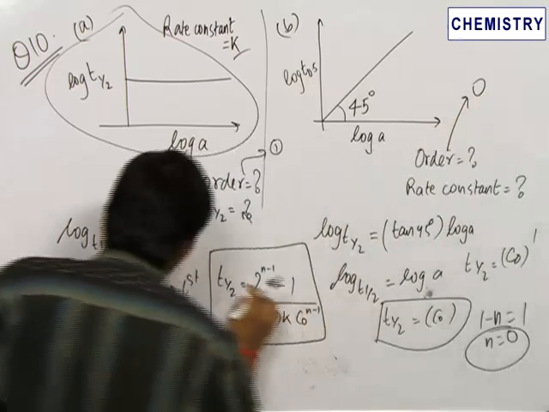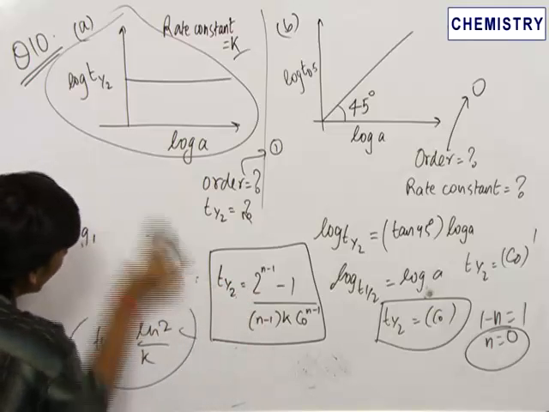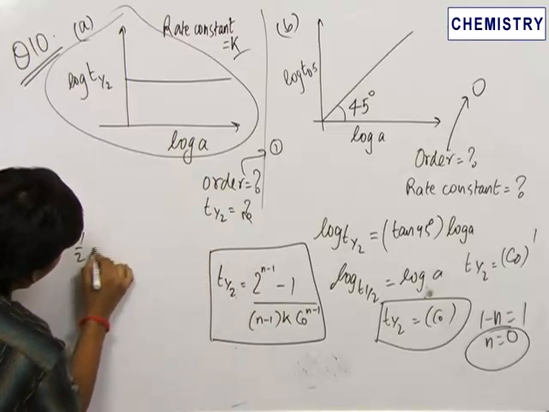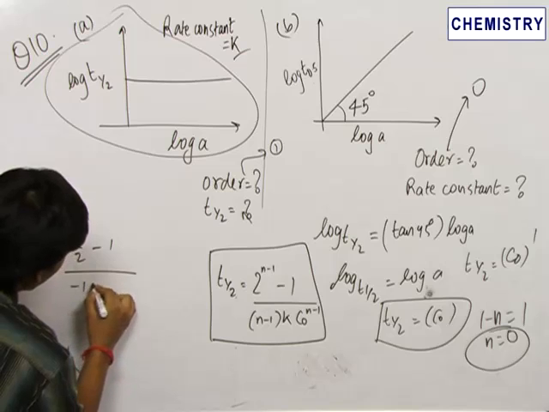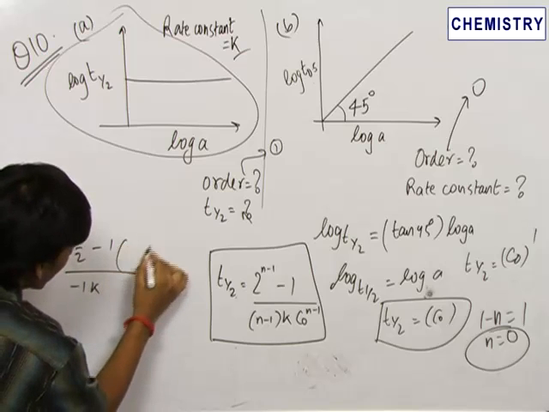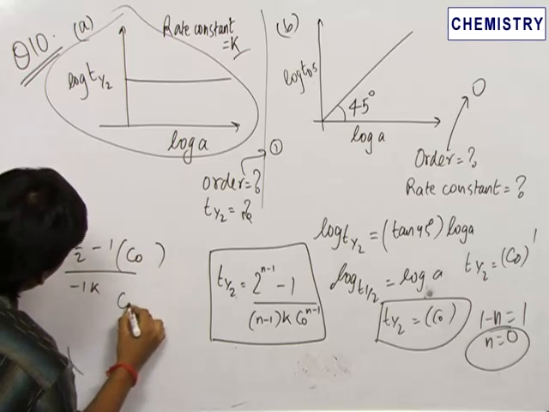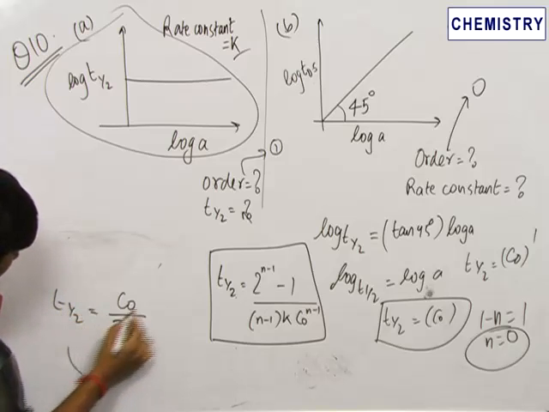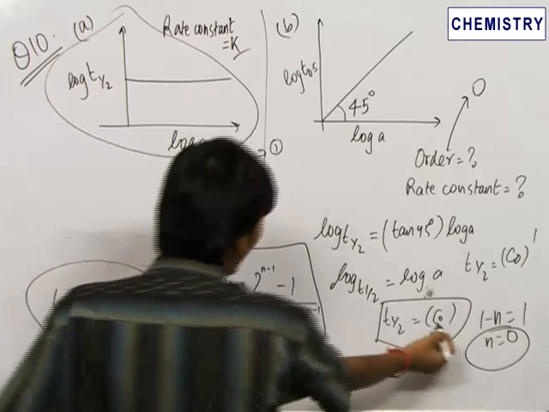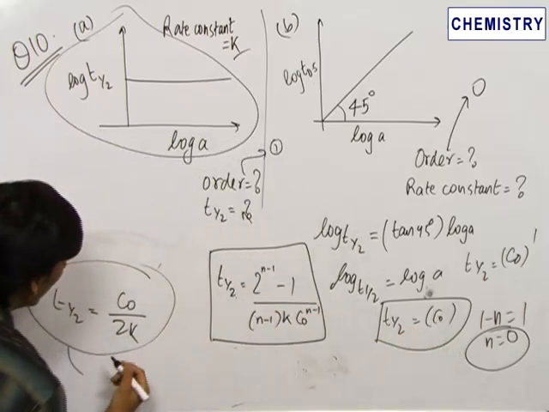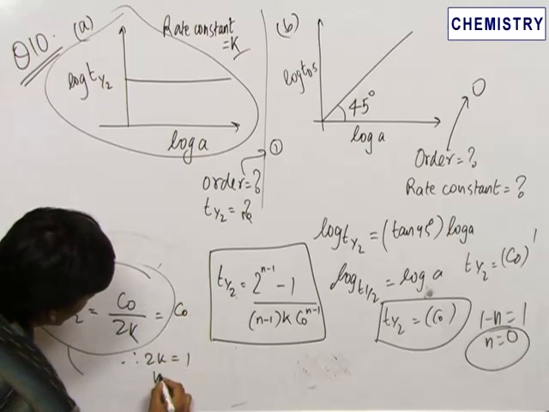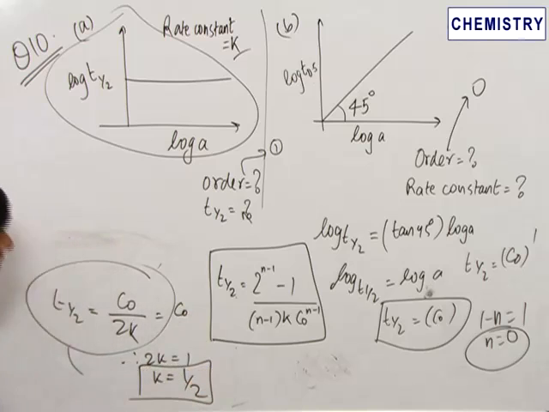Now let us find out what the value of T half is for a 0th order reaction. For a 0th order reaction, n is equal to 0. Therefore, we get (half minus 1) upon minus 1 times K into C naught raised to the power minus 1, that is, C naught here. Therefore, this becomes equal to C naught upon 2K. So T half for a zero order reaction is equal to C naught upon 2K. Now here we are getting T half as C naught. Let us compare it with this. This is equal to C naught. Therefore, 2K is equal to 1. Therefore, the value of K is equal to half. Therefore, the value of rate constant comes out to be equal to half.